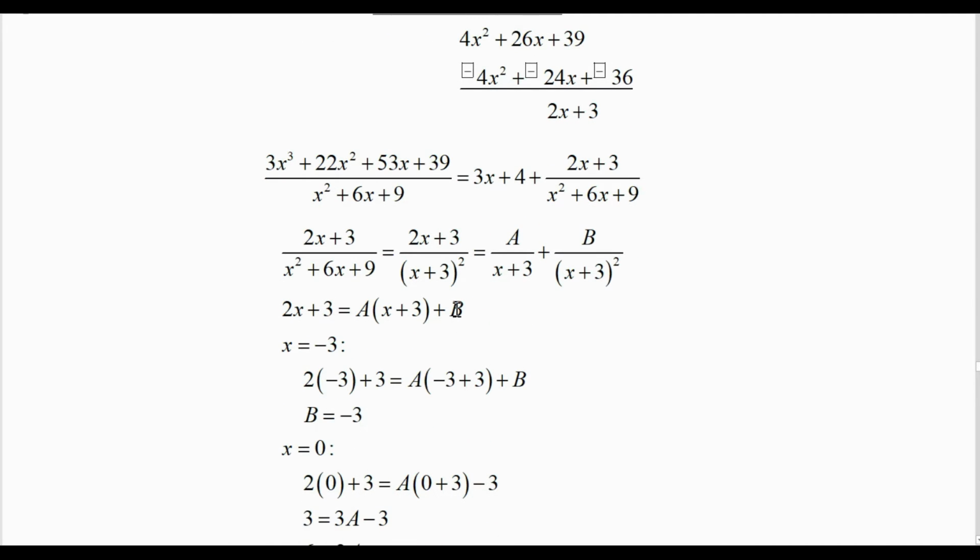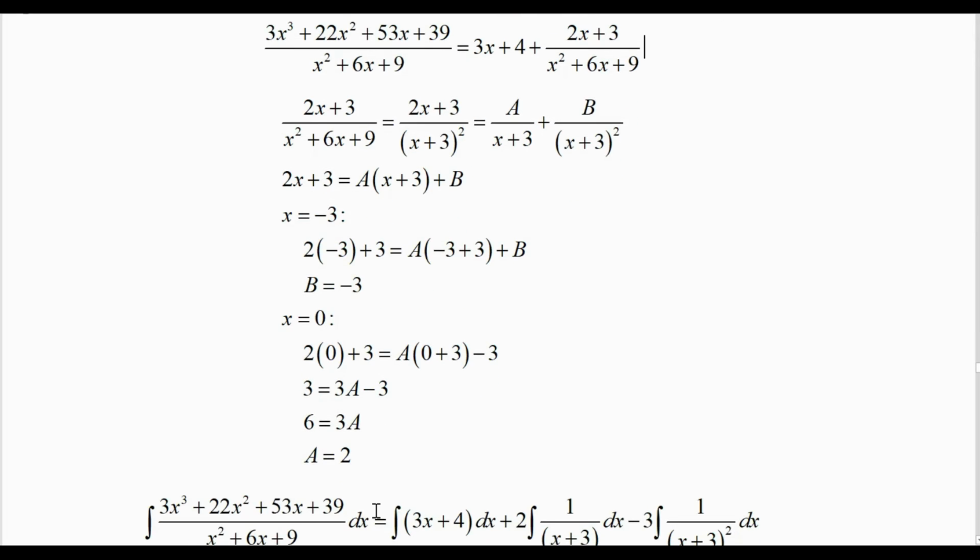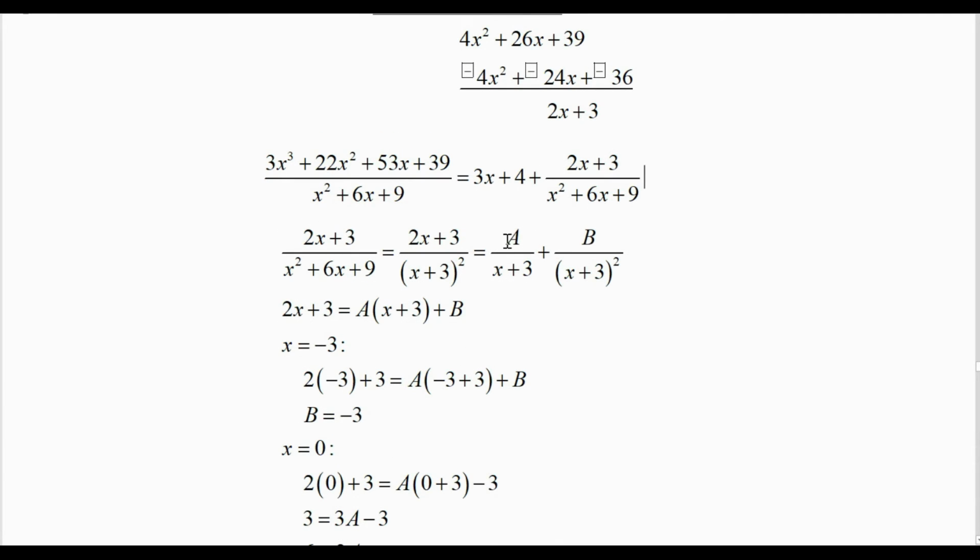Now I can substitute -3 in place of b. I can't annihilate the b, but I know what it is. So the next easiest thing to substitute would be 0, although I could have plugged in any number to give the same result. I'm going to plug in 0 for x, so 2 times 0 is 0 plus 3 is 3. 0 plus 3 is 3 times a is 3a, and we have the -3. Add 3 here, we get 6 equals 3a. Divide by 3, a is 2. So a is 2, and b is -3.